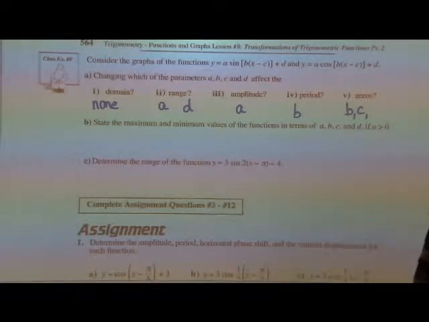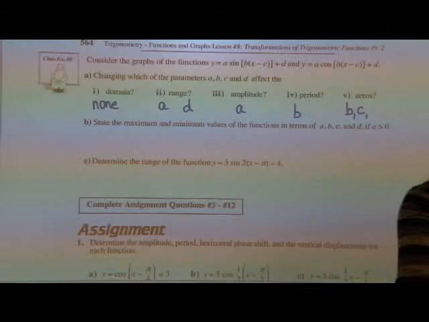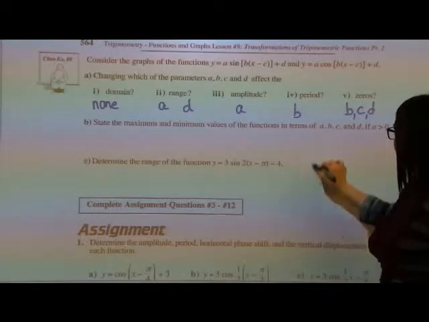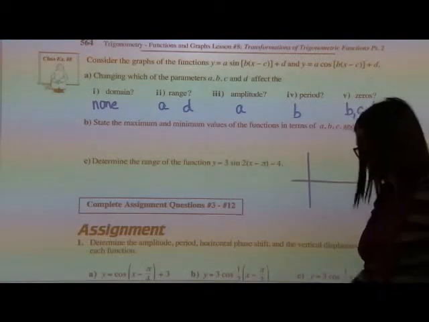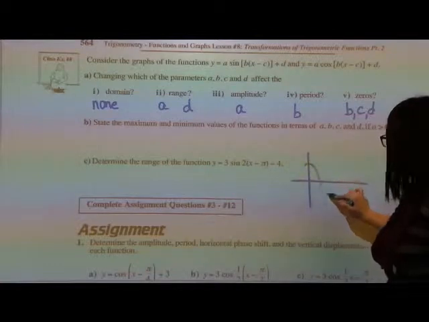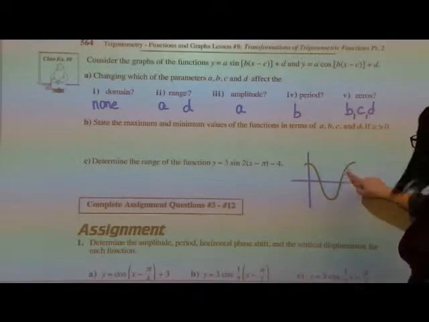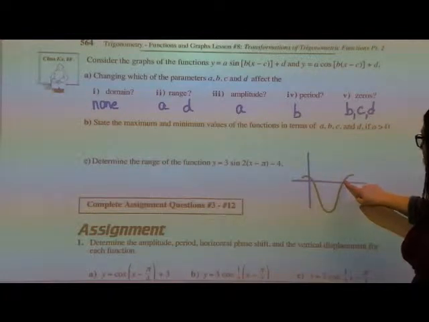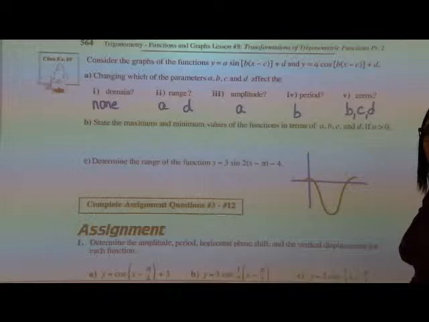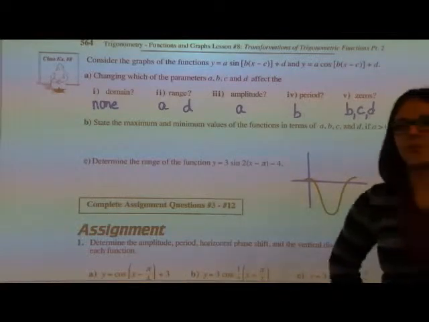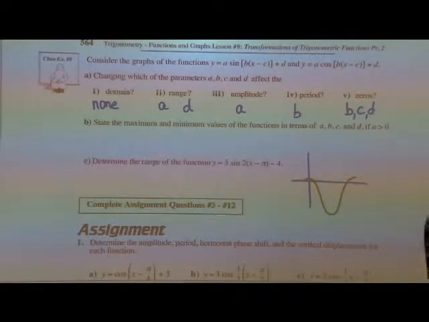What about if I shift the graph up and down? If I take a cos graph, this is my cos graph, and remember D is a translation up or down. If I move that thing down, did I move where the intercepts are? Absolutely.